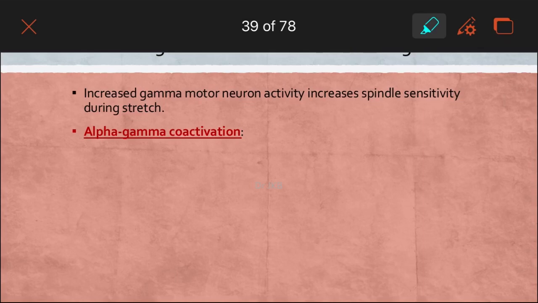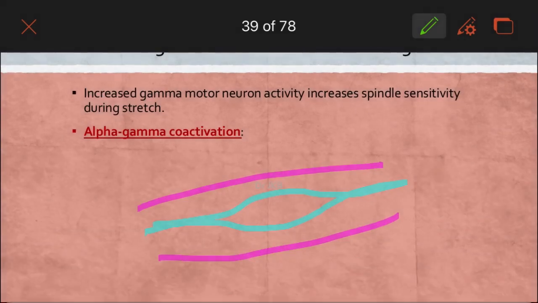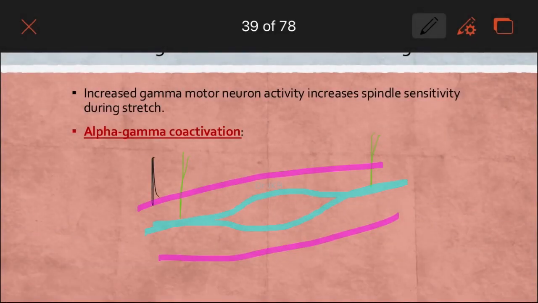Like say if I try to draw the diagram in this sense, say this is the intrafusal fiber, okay, intrafusal fiber, and this one is extrafusal fiber. Now, this gamma motor neuron goes to the intrafusal fiber and the alpha motor neuron to the extrafusal fiber.